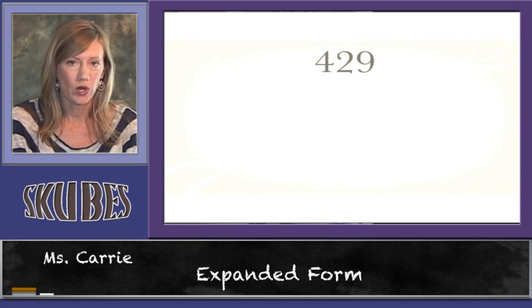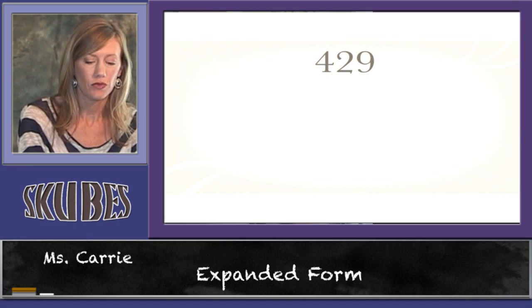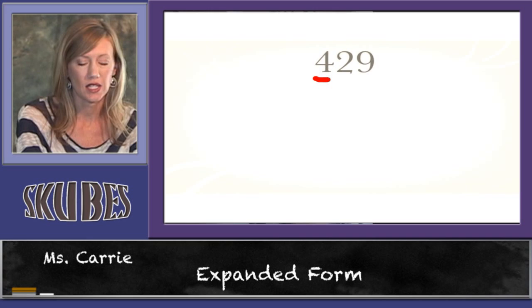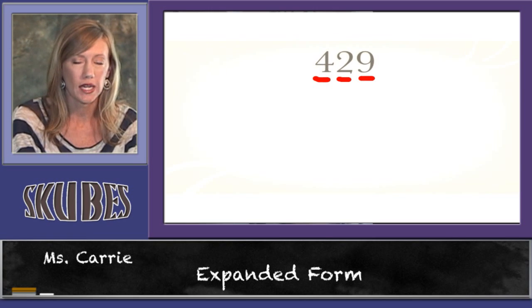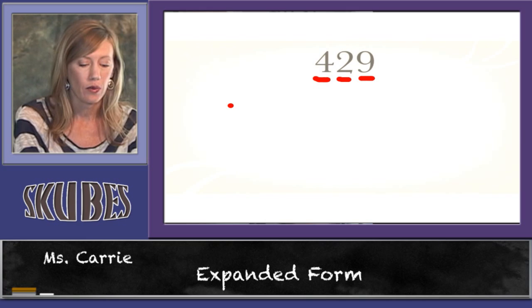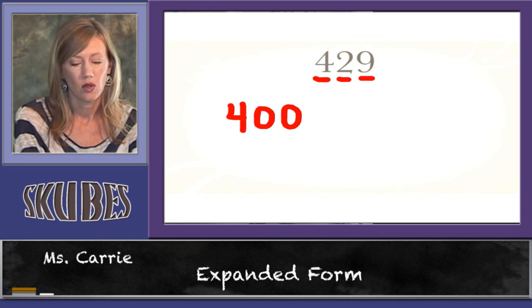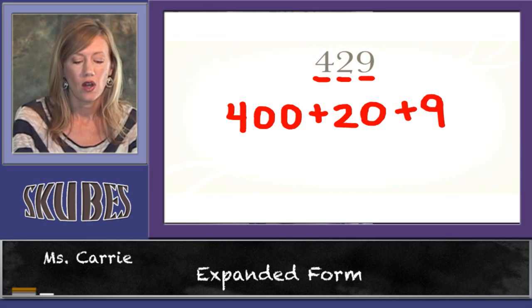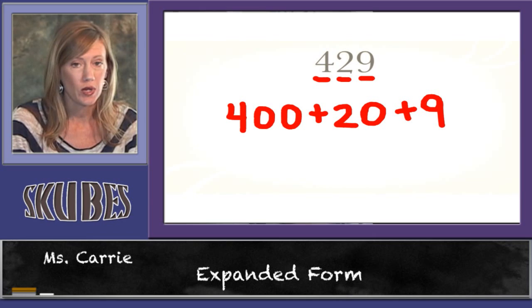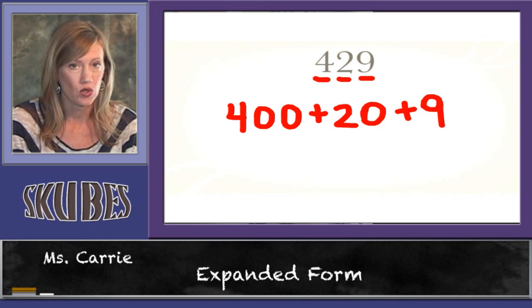Let's look at the number 429. We see a 4 in the hundreds place, a 2 in the tens place, and a 9 in the ones place. Let's write it in expanded form. That would be 400 plus 20 plus 9. 400 plus 20 plus 9 is 429.